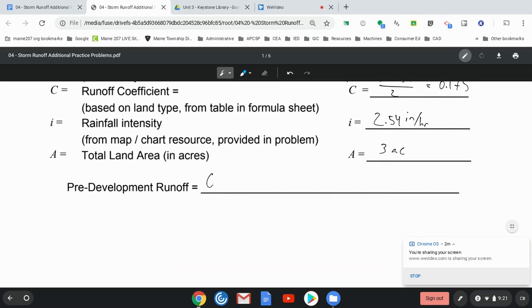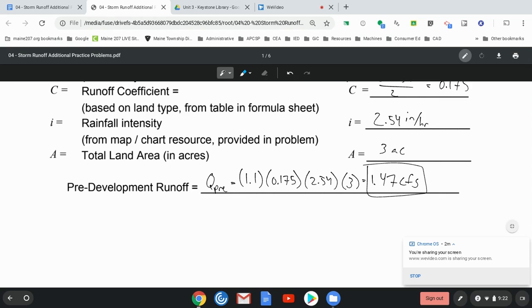So Q pre is equal to CF, which is 1.1, times C, which is 0.175, times I, which is 2.54, times A, which is 3. And when you do that, you get 1.47 cubic feet per second. All right, so that's the pre-development runoff.